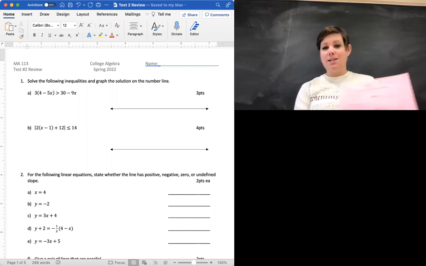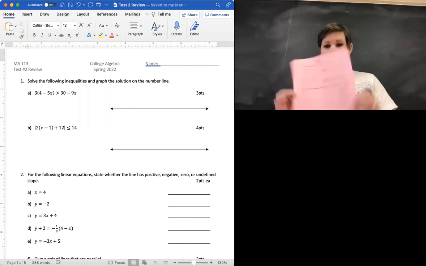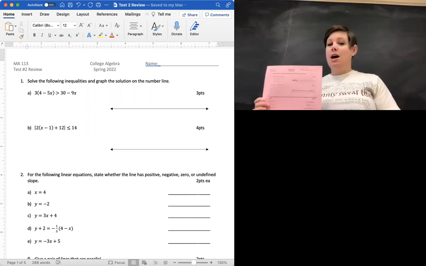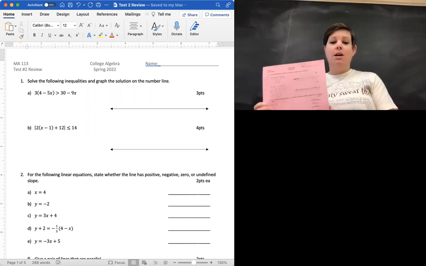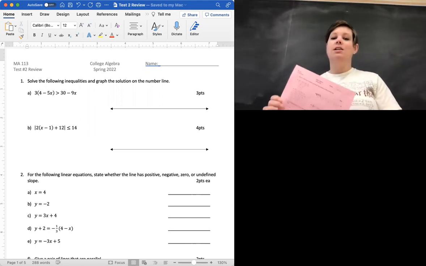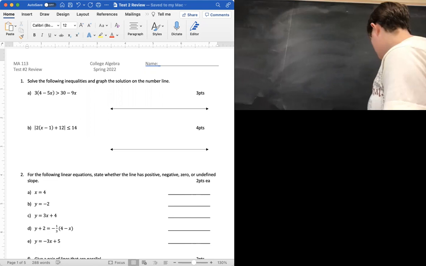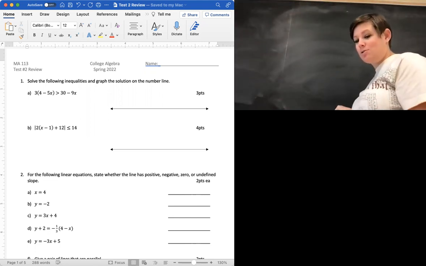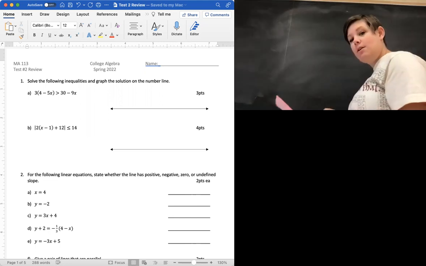Remember, the test is identical to the review. The numbers change, but the order is the same. The type of questions are the same. If it's not on the review, it's not on the test. If it is on the review, it is on the test. So it's the best tool you have. It's not worth any credit, but it is the best tool that you have to review.